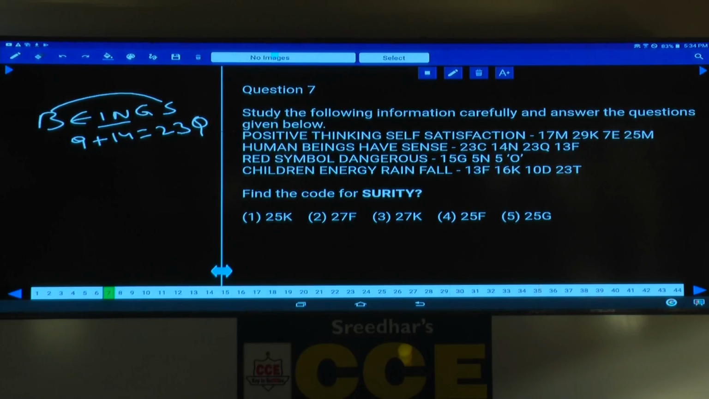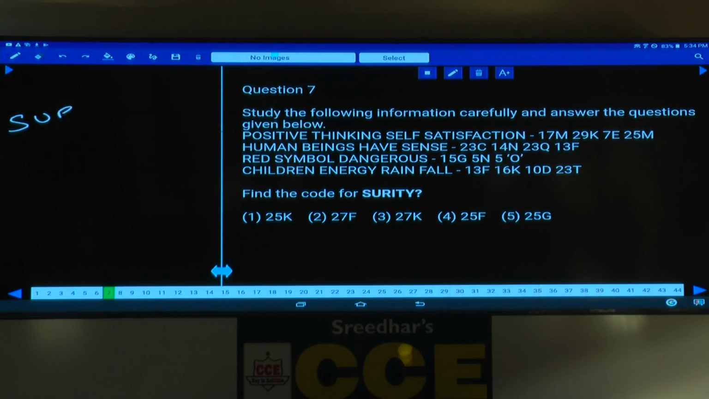Then question number 7, surety. What is the code for the word surety? Now in this one, what are the middle two letters here? 18 and 9. 18 plus 9 is 27. Now the difference between these two, 25 minus 19 is 6. And the 6th letter is F. Hence 27F, it is given in choice 2.